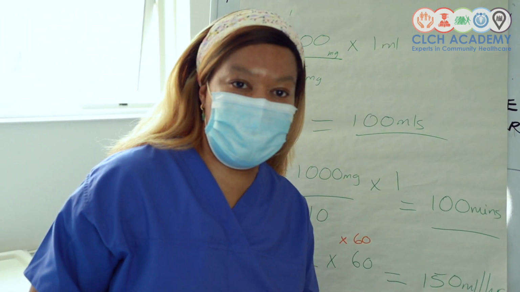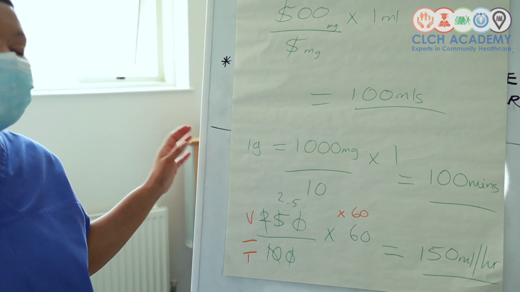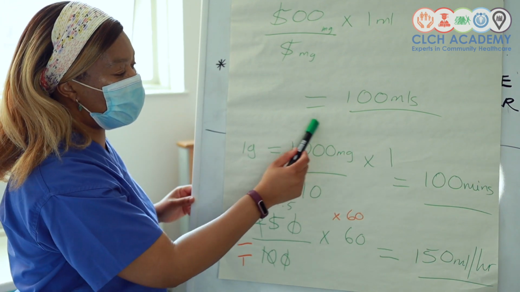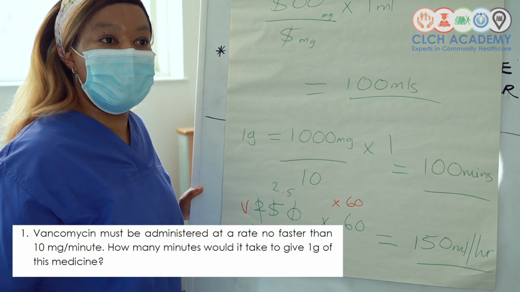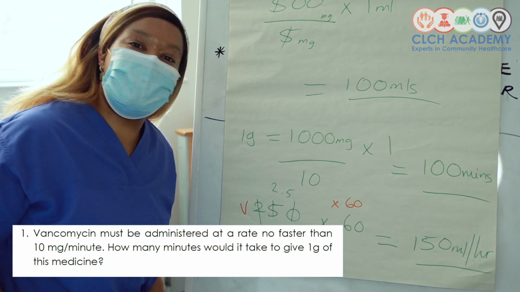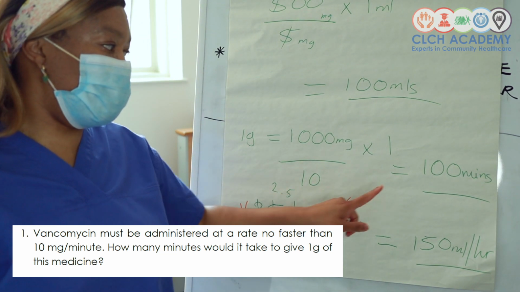Another question you could think about: you need to give a gram of vancomycin. A gram of vancomycin translates to 1,000 milligrams if you convert that to milligrams. And you need to give that at a rate of 10 milligrams per minute.